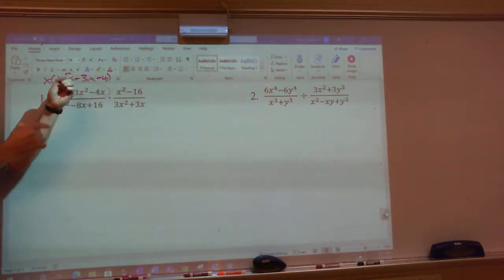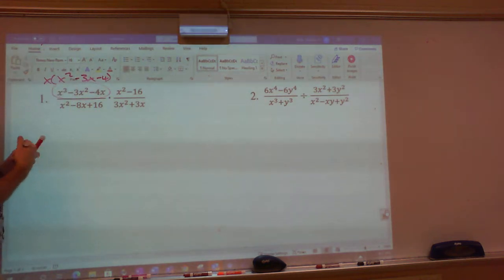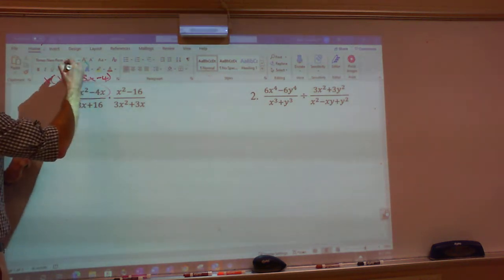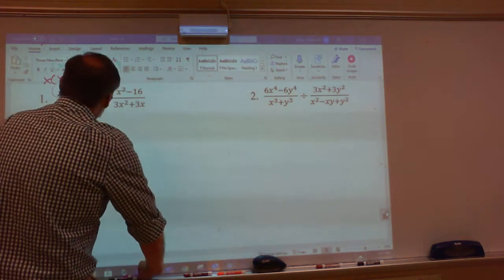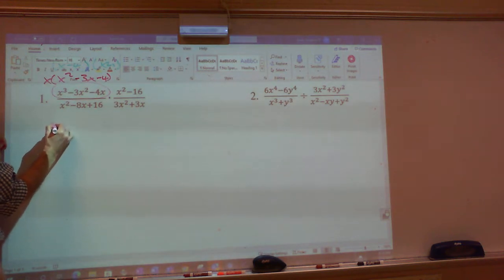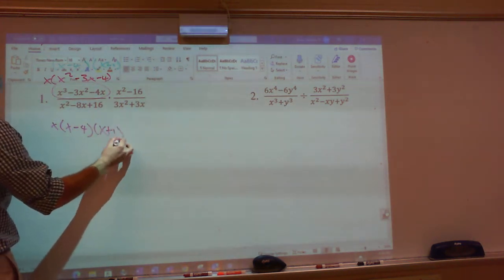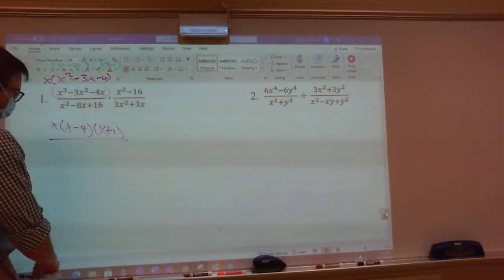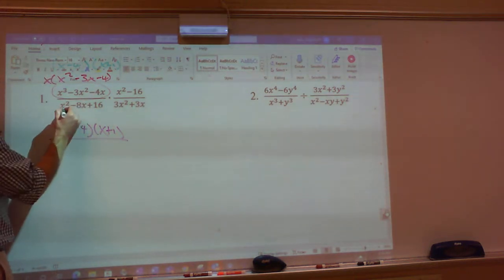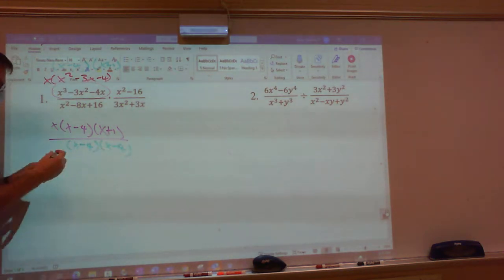And when I look at that, that's something I can factor, and that's actually going to factor as x minus 4 times x plus 1. So when I'm finished with this whole thing, this top is going to be x times x minus 4, x plus 1. All right. The bottom, well, you need to factor that, and this is going to factor as an x minus 4 and another x minus 4.